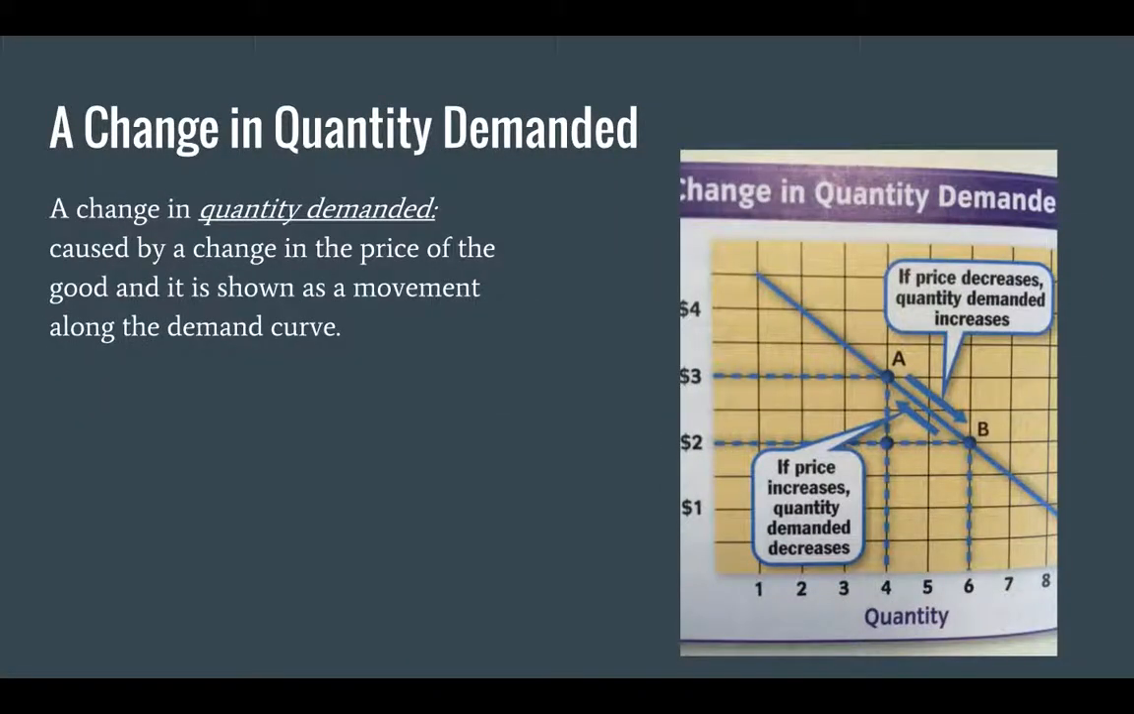A change in quantity demanded is caused by a change in the price of the good, and it is shown as a movement along the demand curve. So if you look over to the right at the graph here, if price decreases, the quantity demanded increases. Okay, so it's a shift along this line. If price increases, quantity demanded decreases. So if price goes up, quantity demanded decreases. If price goes down, quantity demanded increases. So with this demand curve, you would move along the line, right? But you would not shift the line over.